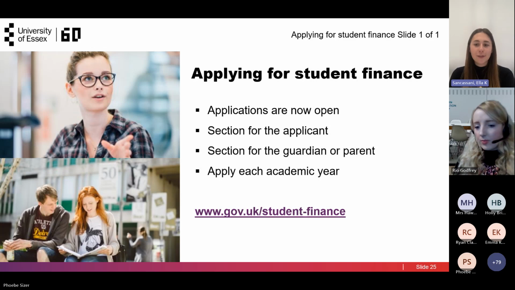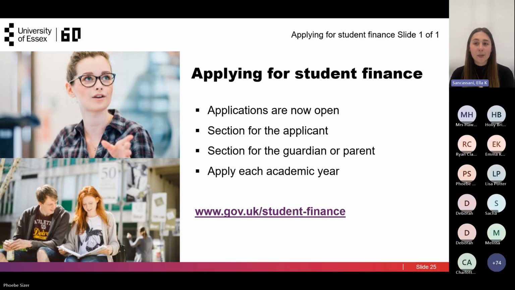So when it comes to applying for student finance, applications are now open. So I would encourage your young person and you to get those applications in. Like I said, there is a section for the applicant to complete, and then they'll pop in your details, and there'll be a section for the guardian and parents. And like I said, you will need to apply for this each academic year.